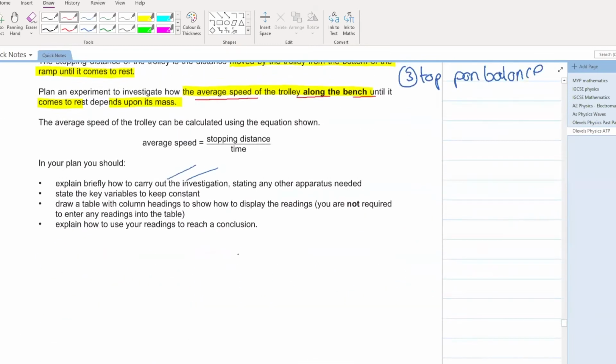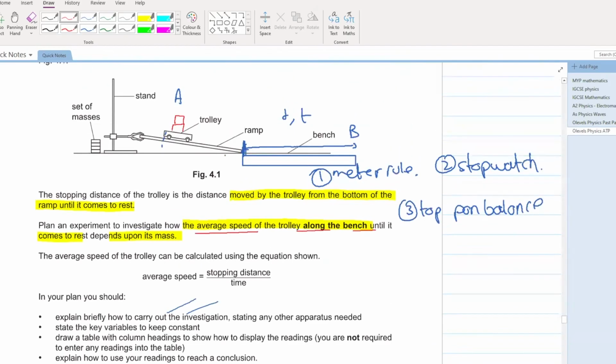Now, state the key variables to keep constant. Which variable should we keep constant here? Firstly, the one thing that I can see that should be kept constant is the height of the stand. Always, always, the height of the ramp, I would say. The height of the ramp will remain constant. What else? The release point, as I have mentioned, you will always release it from a specific point, let's say A in this scenario. The release point should remain the same. And the type of trolley should also be the same every time.